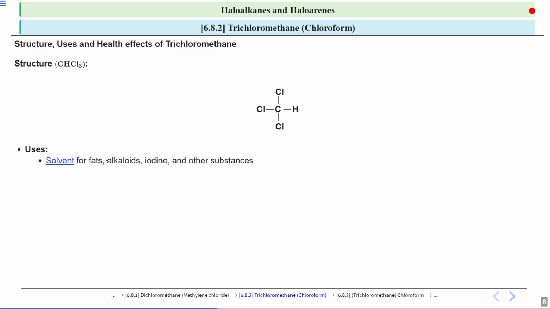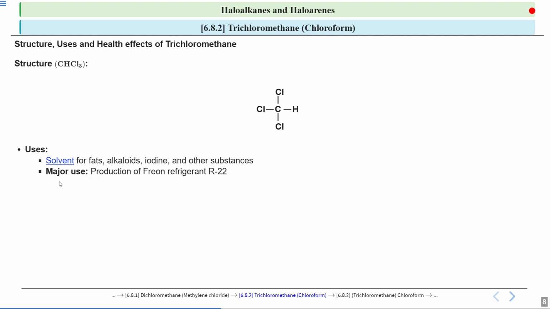Fats are unsaturated compounds with a long chain structure. Alkaloids are natural organic compounds which contain at least one nitrogen atom. Iodine is iodine, and the other substances. So for all these substances, trichloromethane or chloroform acts as a solvent.